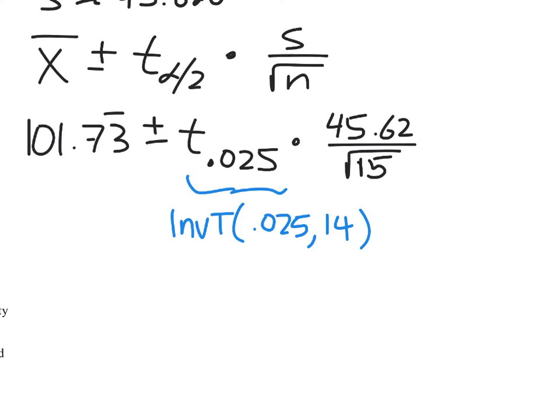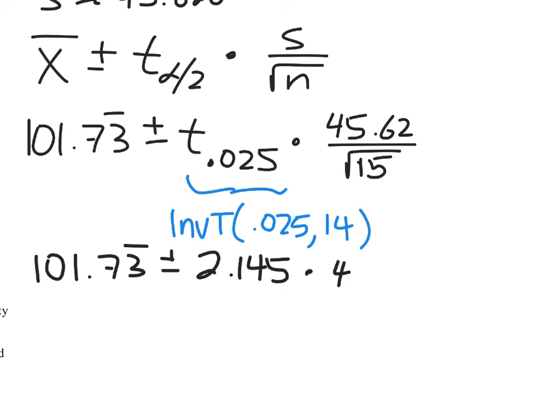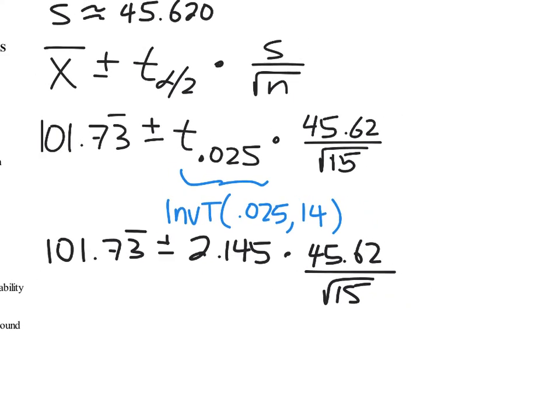So 101.73-ish plus or minus this number, which I'm going to store in as t. But I'm going to put the value 2.145-ish times 45.62 over the square root of 15. I'm just doing that for the purpose of writing appropriate work. But in the calculator, I'm going to use all the shortcuts I can think of to get this. Like, for example, vars, stats, option 5, for my x bar.